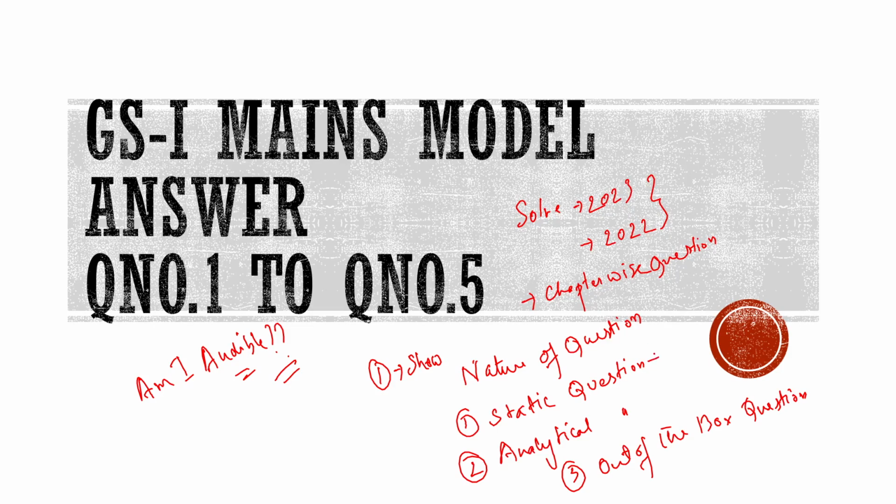So static questions will be, I would say, 7 to 8. Analytical questions would be the next 8 to 9. And out of the box questions will be 2 to 3, depending upon the nature of the paper. Now, these questions can be prepared in advance. I mean, they can be already prepared from home.